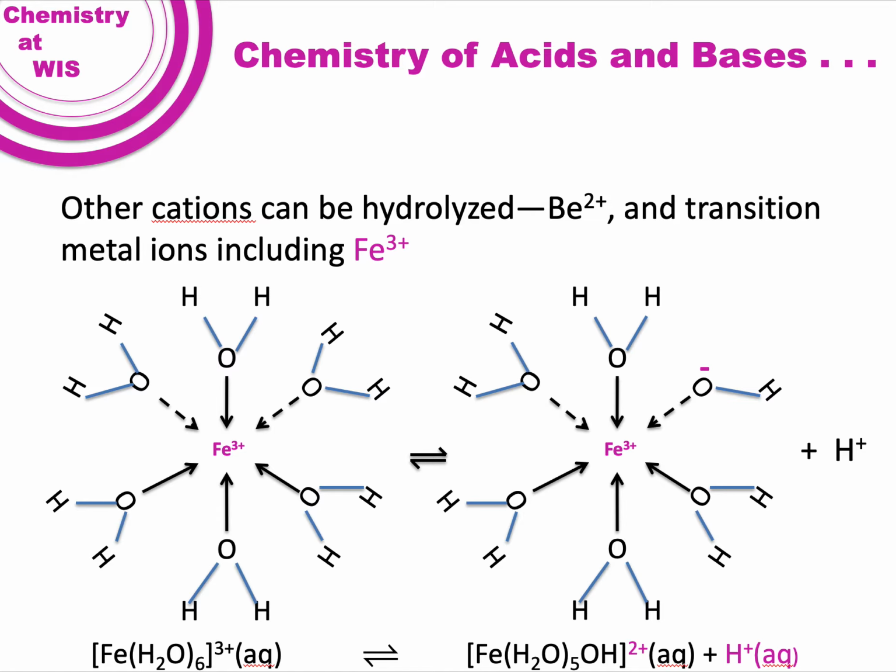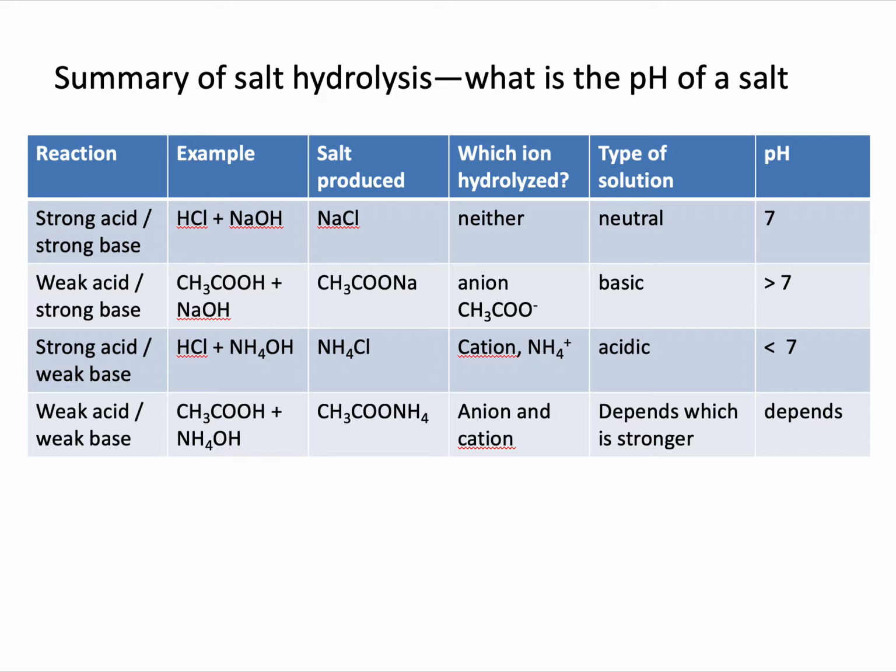So we can summarize some of this in a slightly different way, looking, as I mentioned at the beginning, at the strength of the acid and the base that are reacting. And the first row there, strong acid, strong base. The salt is sodium chloride. Neither ion is hydrolyzed, forming pH 7. A weak acid and a strong base, like ethanoic acid and sodium hydroxide, produces sodium ethanoate, with the ethanoate ion being hydrolyzed, and as we've seen, ends up with a basic solution. So a pH greater than 7.